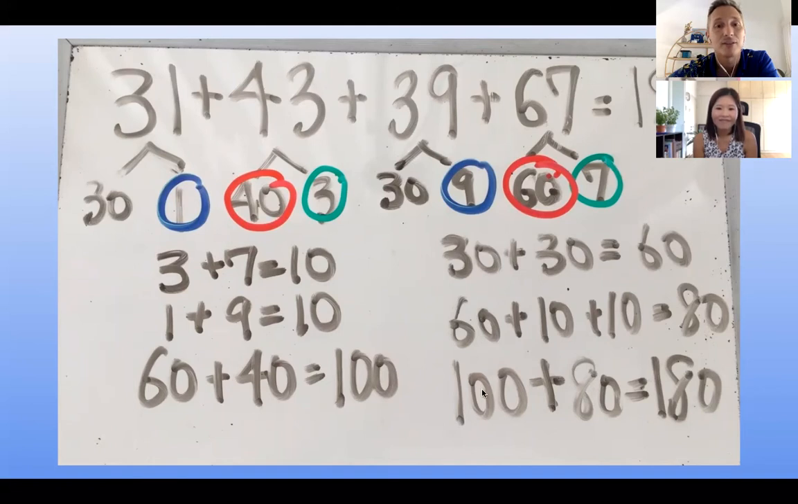And then I had my friends of 100. That 60 and the 40 all together made 180. Whew. Wow. That was a lot of work, boys and girls. Okay. Yes. I'm so sorry.